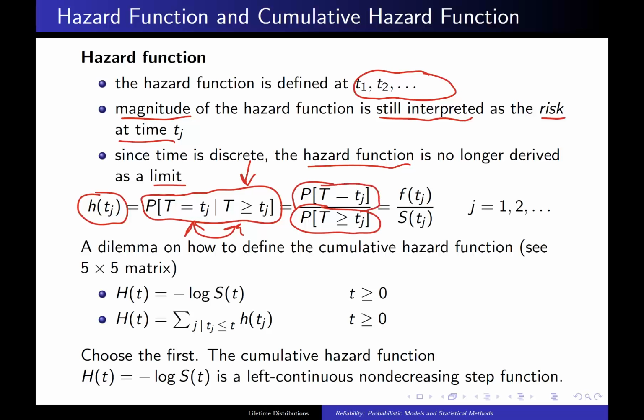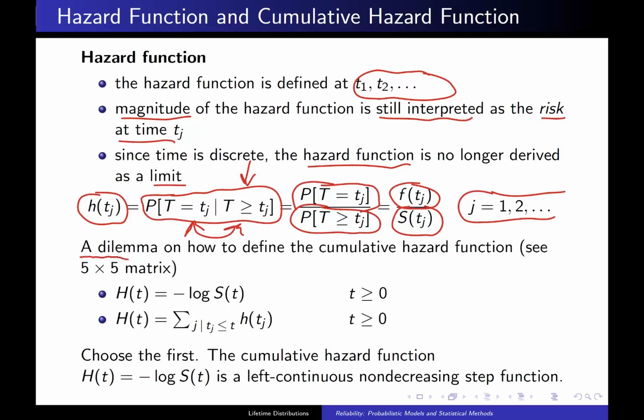Now the good news is that top piece, the numerator, is the probability mass function, and the bottom piece is the survivor function. So just as in the continuous case, the hazard function is the ratio of f of t to s of t, but it is only at the support values.